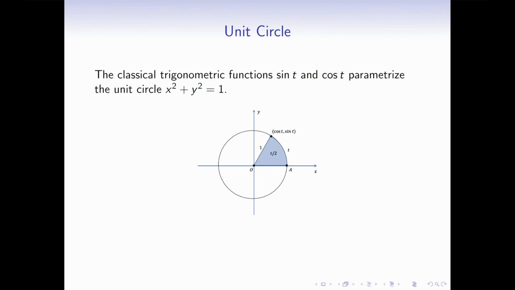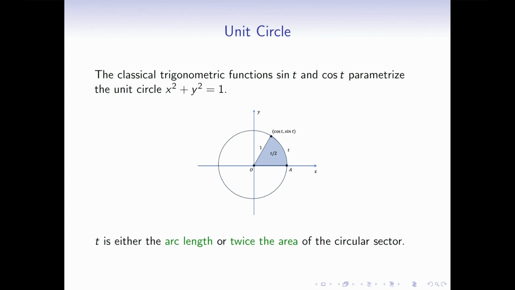The classical trigonometric functions sine and cosine are well known to parameterize this curve, x squared plus y squared equals 1. Now, what is t? This is very important. We should understand what t is. What does t represent here? t represents one of two things.